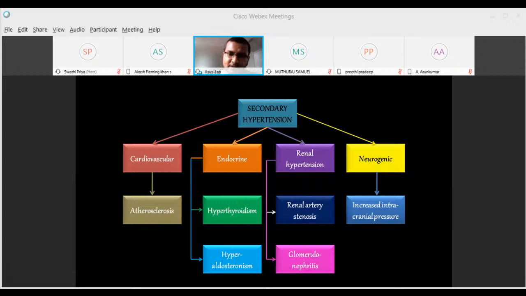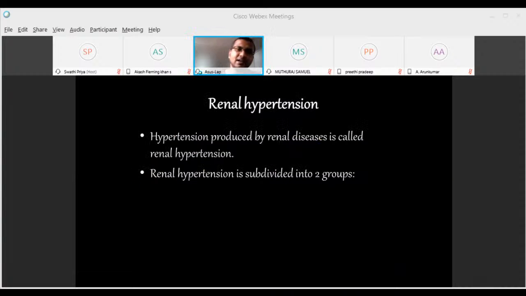Due to the restricted blood flow, the heart tries to pump more blood so that an adequate amount of blood will be sent to the brain. So this can increase the blood pressure. Understood? Now coming to renal hypertension.